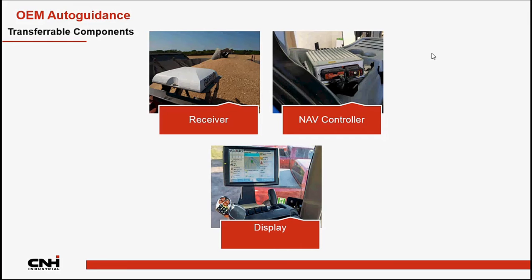Hey guys, today we're talking about CNH auto guidance systems on their agricultural equipment. First, we're going to start off with the components that these systems are made up of, and these are the transferable components. First, we have the receiver, a nav controller, which can sometimes be transferable, but sometimes not, and the display.